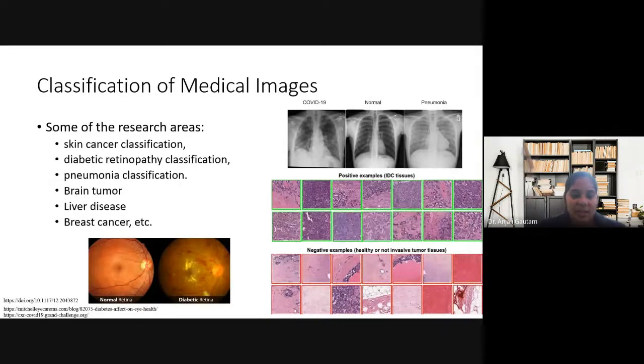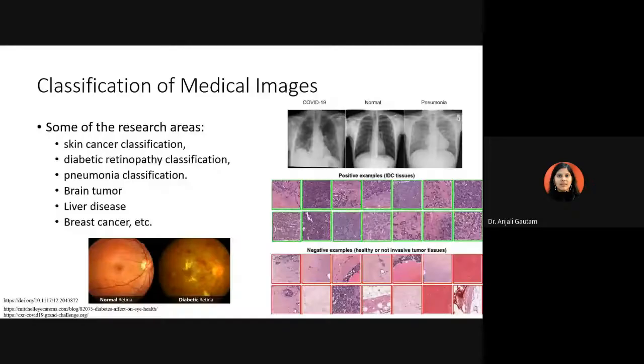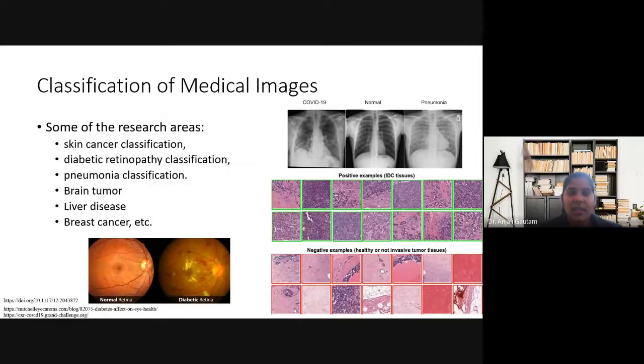So now, as we have seen why we go for segmentation, now we want to categorize whether the person is having a problem or not, or what kind of problem. Again the application areas are the same, but we have talked about segmentation, and now it is cancer classification. Cancer can be any kind of cancer: skin cancer, breast cancer, lung cancer, etc.